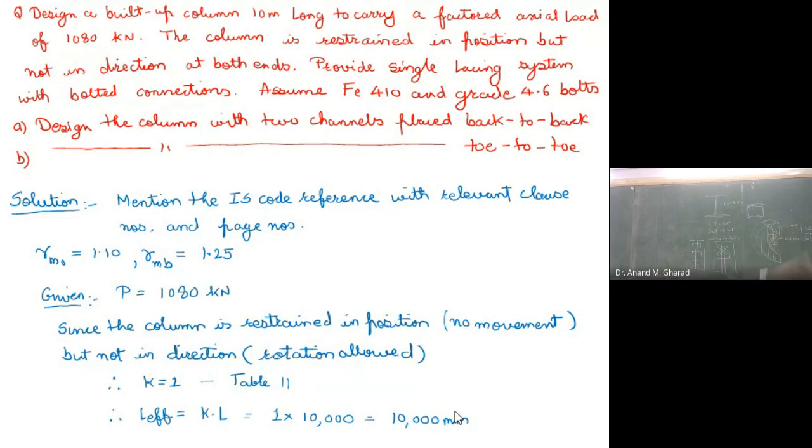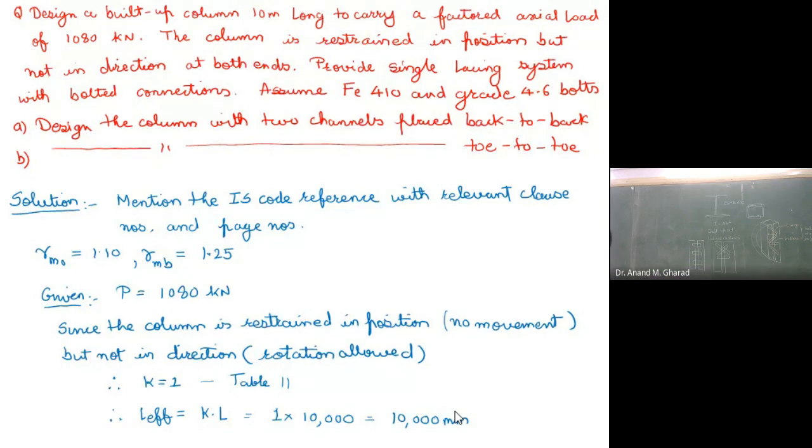And they have said at both ends. So both the ends for this numerical are hinged. Now see, provide a single lacing system. They have particularly mentioned that you are supposed to provide a single lacing system with bolted connections. This is what is given. Assume Fe 410 grade and grade 4.6 bolts. Two cases are given. First case, design the column with two channels placed back to back. And the second case is when they are placed toe to toe. This is the situation that I have drawn.